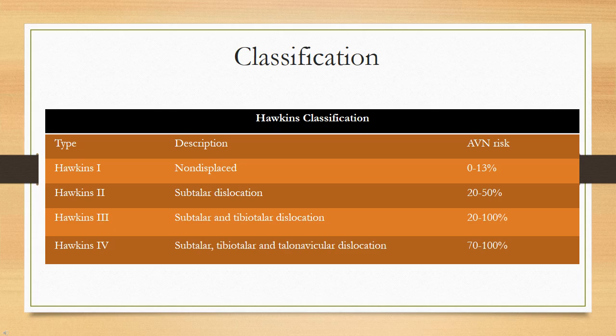Type 4 includes all the features of Type 3, with an additional dislocation of the talonavicular joint. This represents complete extrusion of the talar body and has the highest risk of avascular necrosis, approaching 100%. Thus, as the Hawkins grade increases, the severity of displacement and the risk of avascular necrosis progressively increase.